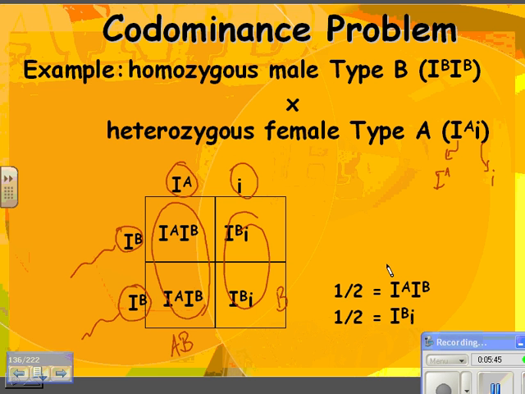This would be the genotypic ratio. The phenotype, I'm kind of oversimplifying when I say phenotype is what you look like, because the phenotype here, I would say, would be type AB blood, and the phenotype here would be type B blood. So it's not just what you look like, it's your physical characteristics, which is nice because that starts with a P as well. Your physical characteristics are your phenotype.